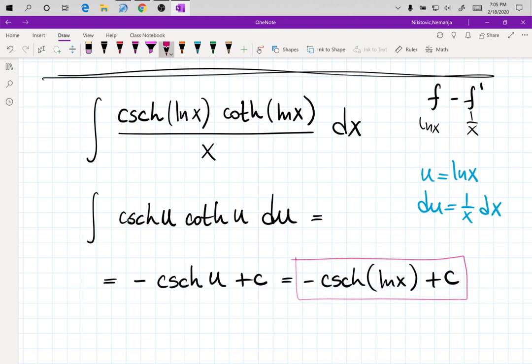It looked terrifying. 2 lines, right? So practice. Practice, practice, practice.